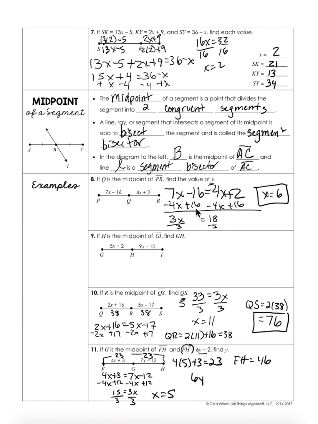We take 6y minus 2 equals 46. And so when I add 2, I get 6y equals 48. Divide by 6, so y equals 8.